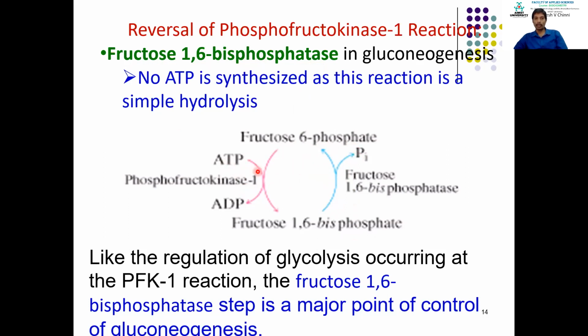Glycolysis utilizes ATP, but here we cannot get ATP from this reaction. Just inorganic phosphate is released, and the enzyme is different, that is fructose 1,6 bisphosphatase. Phosphatases are the enzymes that release the phosphate group from the substrate. Kinases are those that add the phosphate group. Okay.